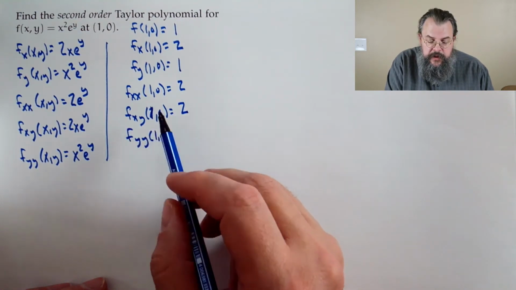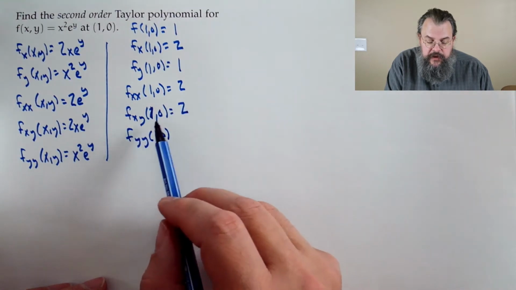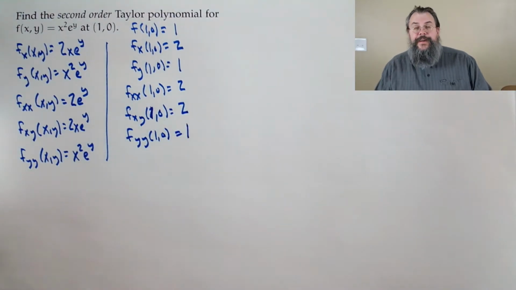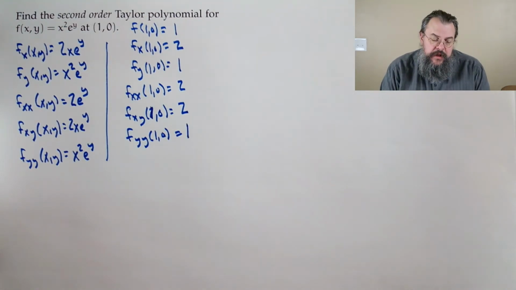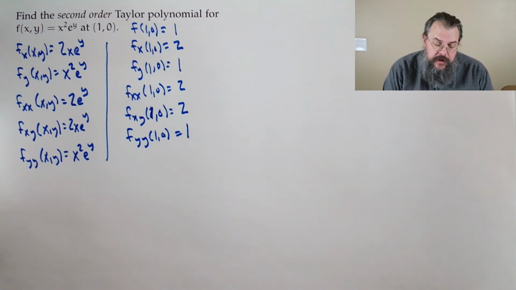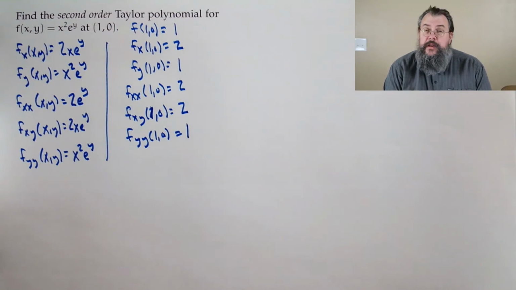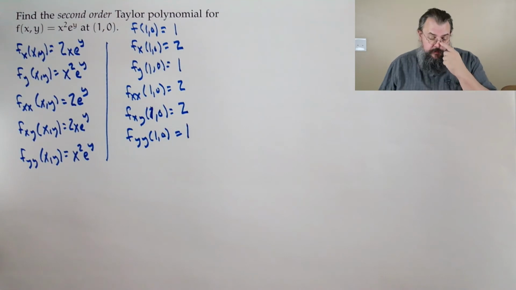All right. So we have fxx at (1, 0) is 2, fxy at (1, 0) is 2, and fyy at (1, 0) is 1. All right. Good. Whew. Now, where to from here? Well, if we proceed, we actually just have to write down the answer. Now, if you remember the form, it's actually pretty quick.